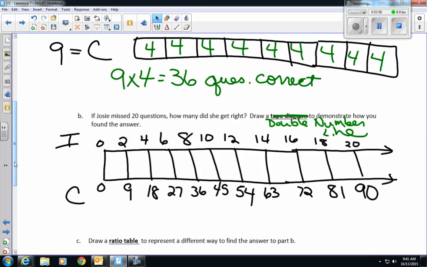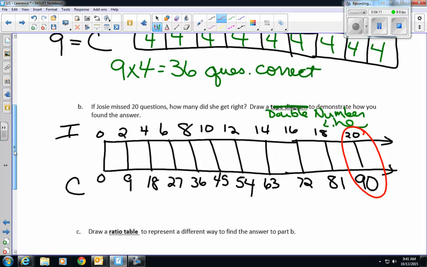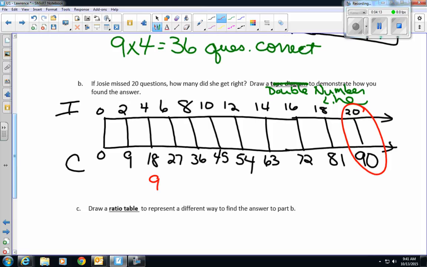So, if Josie missed 20 questions, how many did she get right? Go over to the 20 questions that she missed. I want you to put a nice oval around that entire ratio, and then the answer is 90. She got 90 on her test? No, she did not, because there were 110 questions. She got 90 questions correct.